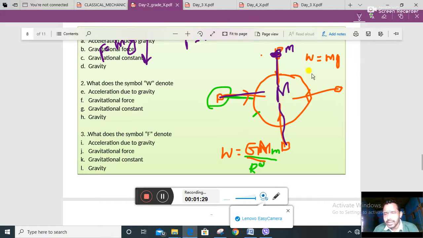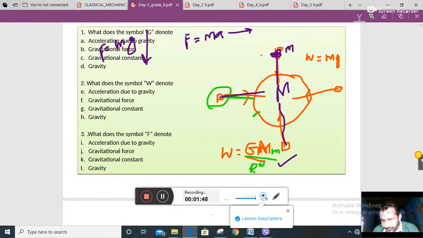It's called gravity. And also we have the formula W equals GMm by r square. This is the formula where G is the gravitation constant, M is the mass of the planet, small m is the mass of an object, and r square is the distance between the object and the center of the planet.